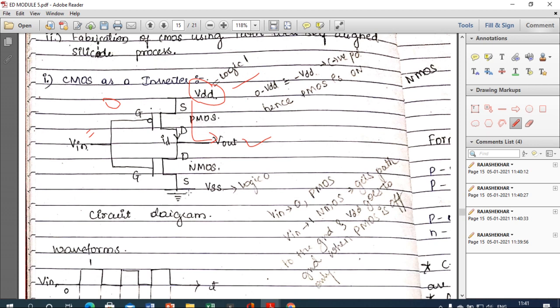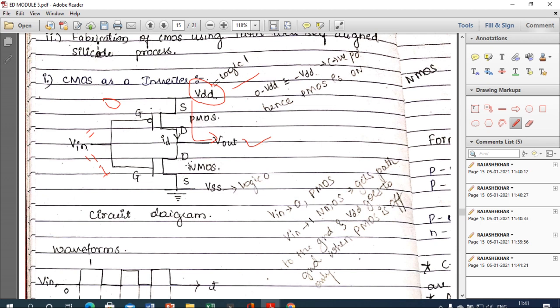Here the supply is ground and drain is connected to the output. The specialty of NMOS is that it only allows a strong logic 0, that is 0 here. So it will be on when the input Vin is equal to logic 1. Only when the gate of NMOS gets logic 1 at the input, it will be on.